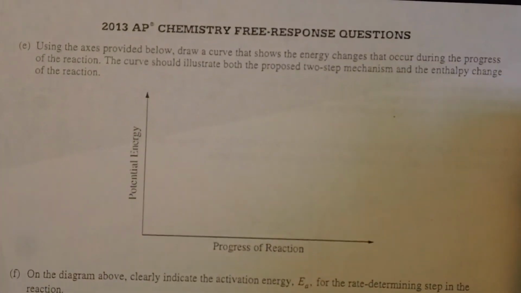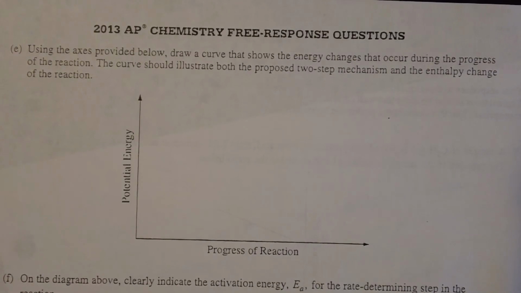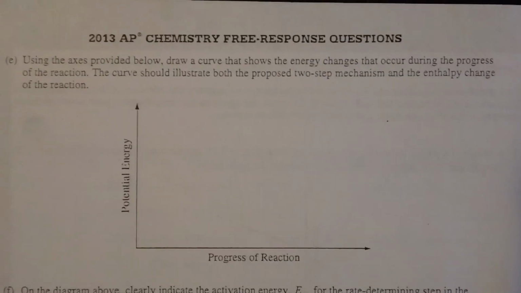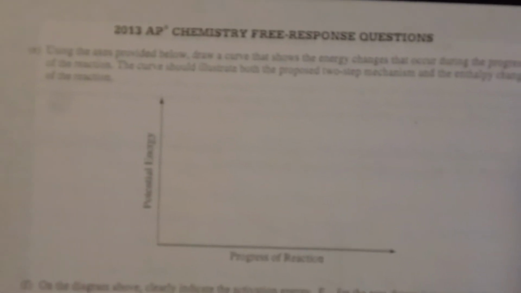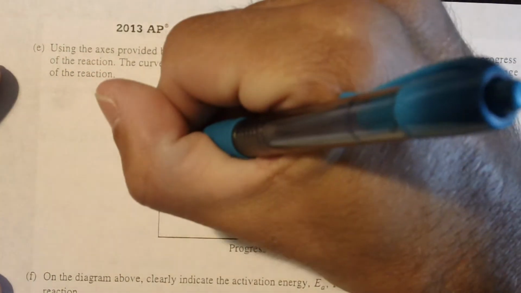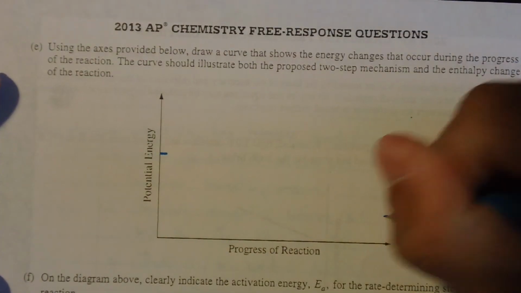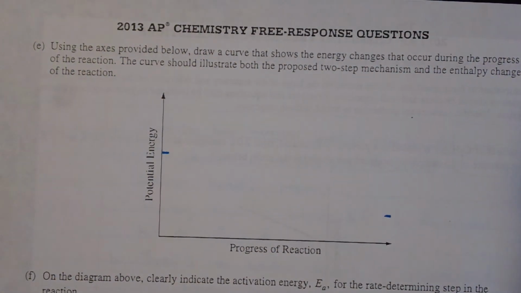Then we got part E. Part E says, using the axes provided, draw a curve that shows the energy changes that occur during the process of the reaction. The curve should illustrate both the proposed two-step mechanism and the enthalpy change for the reaction. All right, enthalpy change, we saw the delta H was negative, which means this is going to start higher than it finishes because it's exothermic, so it has to give away heat energy as this goes.